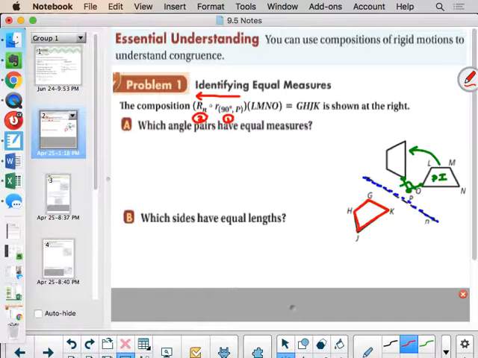So the big idea here is which parts are corresponding, okay? The first question says, which angle pairs have equal measures? Oh, man. Angle L is going to be equal to which angle? Which angle is angle L going to be equal to? Very good. How do you know it's going to be G? Okay, it got flipped, it got rotated. How else could you just know by looking at the rule that G and L are mapping onto one another?